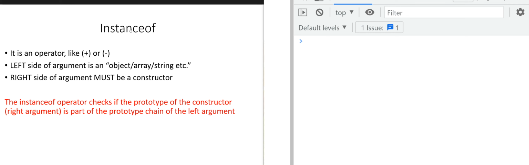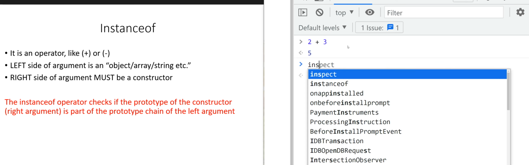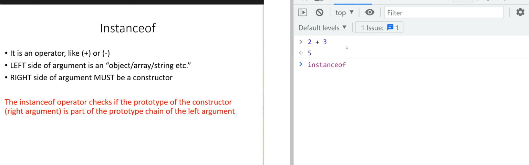All right, so on the left side right here, we see that instanceof is an operator like the plus or the minus or the multiplication sign and so on. So if we take a look at the plus sign, it's an operator that takes in two arguments, the left side and the right side, and it gives us an answer. Now, instanceof works the same way, but it takes two different types of arguments.